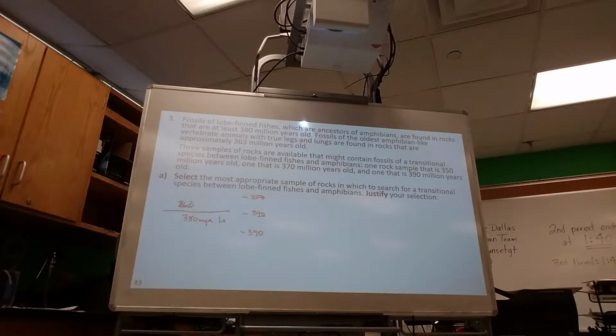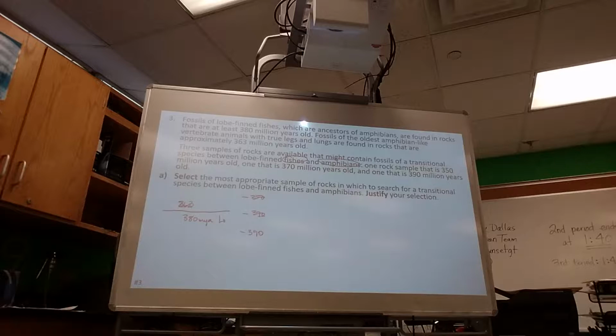A transition is moving between one and the next. So a transitional species would be like an in-between species, somewhere in between the transition from going from fish to amphibian. So it should have some characteristics of both of them. So in this situation, it would be a species going from lobe-finned fishes to amphibians. So we want something that's going to be right at that boundary where lobe-finned fishes are and where amphibians are.